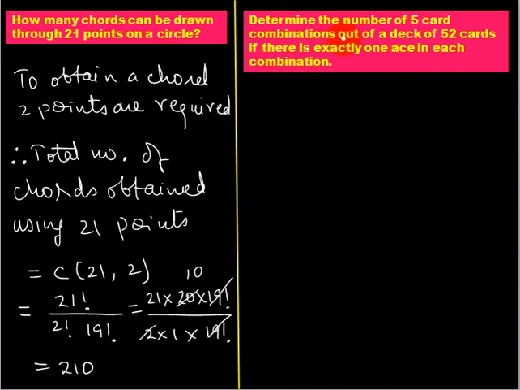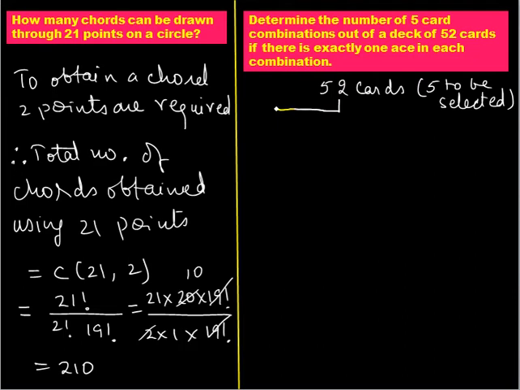See the next one now. It says determine the number of 5 card combinations out of a deck of 52 cards if there is exactly one ace in each combination. So we have 52 cards, of which how many are to be selected? 5 to be selected. And it has got a condition. The selection has got a condition. It says the 5 cards you are selecting, that should contain exactly one ace.